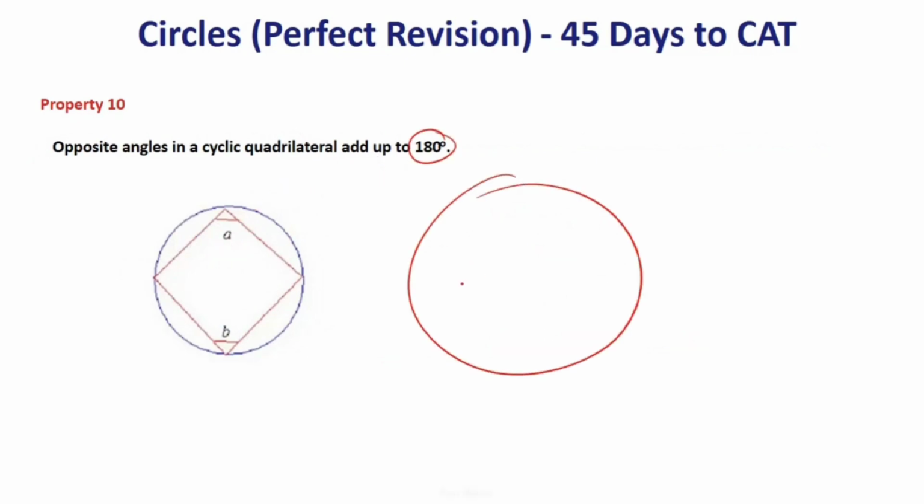Moving forward, opposite angles in a cyclic quadrilateral add up to 180. So if you have a circle here and you have a quadrilateral here, this angle and this angle, x and y, will be supplementary, p and q will be supplementary.